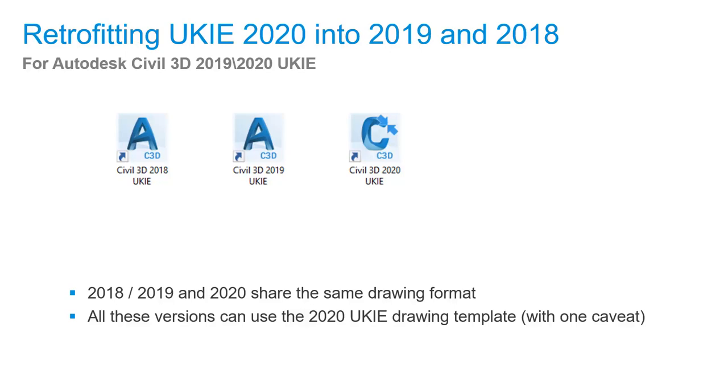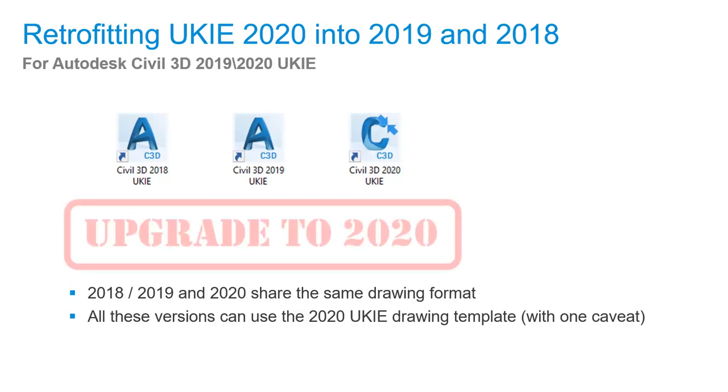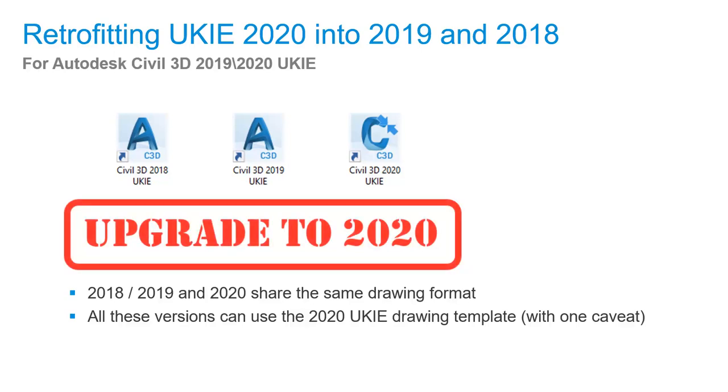This process is relatively easy because 2018, 2019 and 2020 share the same drawing format. This means files are interchangeable between the releases and in both directions, so life is good. What this means to you is that upgrading to Civil 3D 2020 if your colleagues are on 2018 or 2019 is really not going to be an issue, so upgrade. Stop watching this video. Upgrading is your answer.